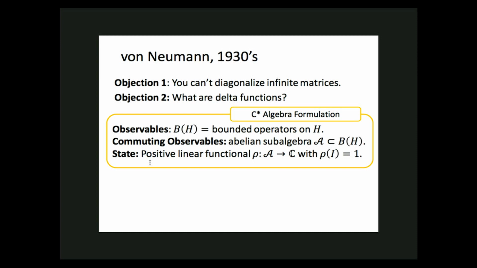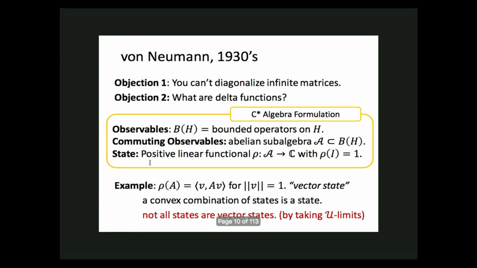But the thing that really changes in this framework is the notion of a state. For von Neumann, a state is just a positive linear functional on a subalgebra of B of H, which maps the identity to 1. So this is strictly more general. This includes as a special case the Ket vectors of Dirac.